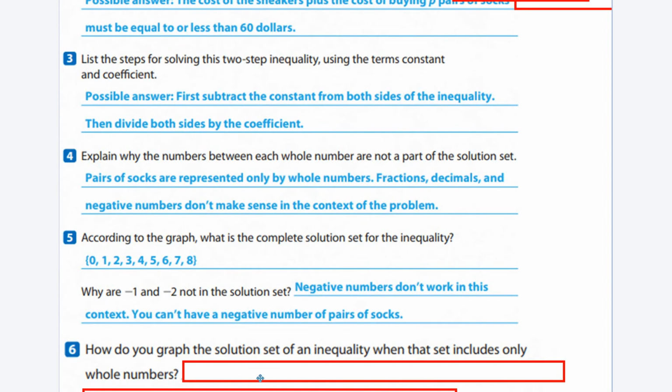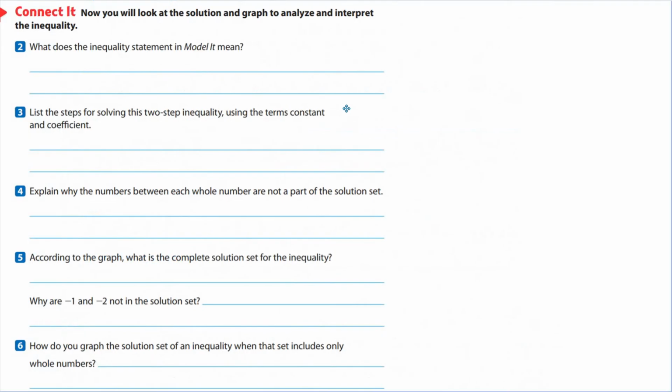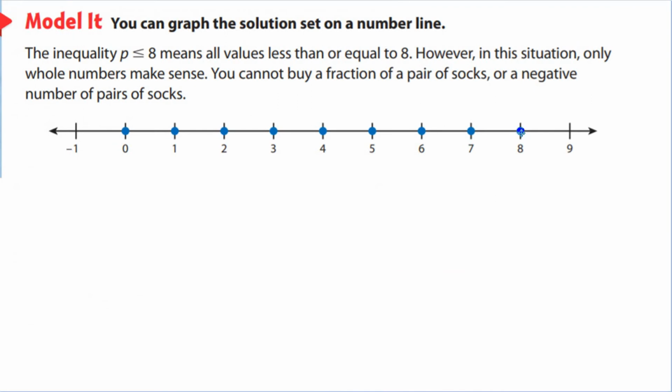Question 6. How do you graph the solution set of an inequality when that set includes only whole numbers? The solution set is shown on the number line with closed circles. Only on the whole numbers that are part of the solution. Closed circles. Not in between.